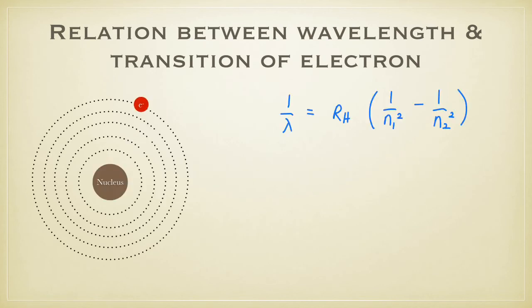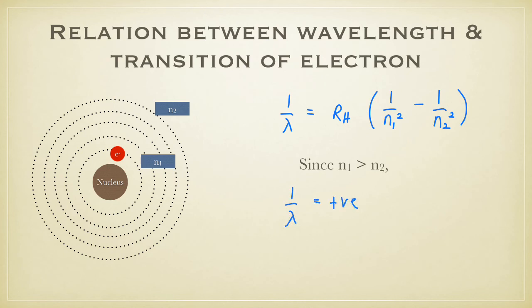Since the falling of an electron involves transition from a higher level to a lower level, we should set n2, which has the higher value, as the level where the electron initially is, while n1 with the lower value should always be the level where the electron falls to. This way, the value of lambda should always be positive.